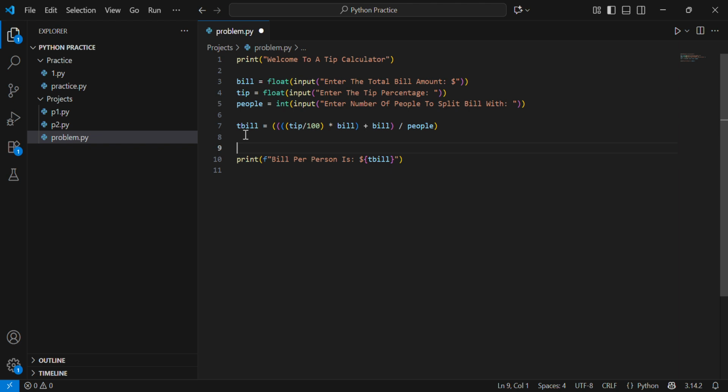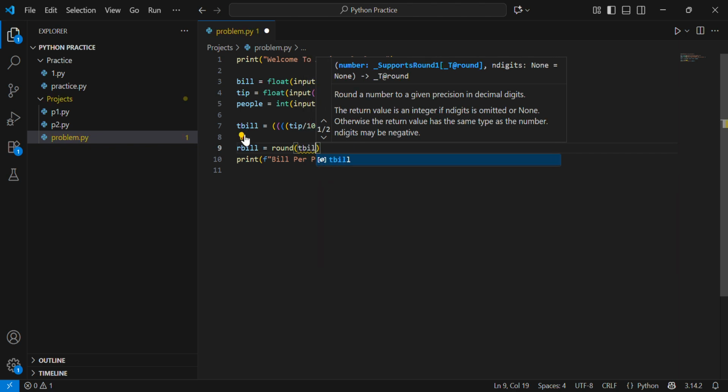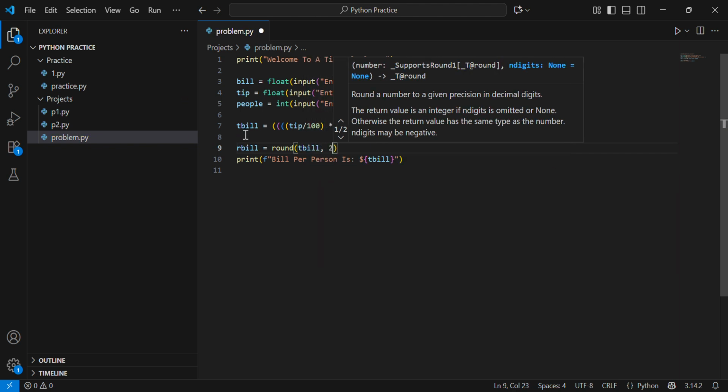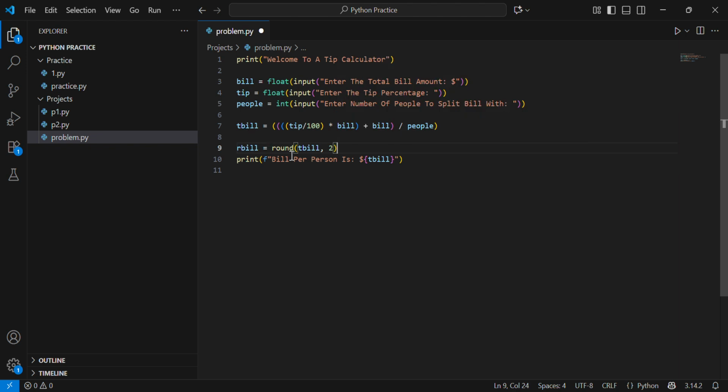Before that, we need to round up the number. Our bill equal round tbill, comma 2, and it will round off the number up to 2 decimal points.